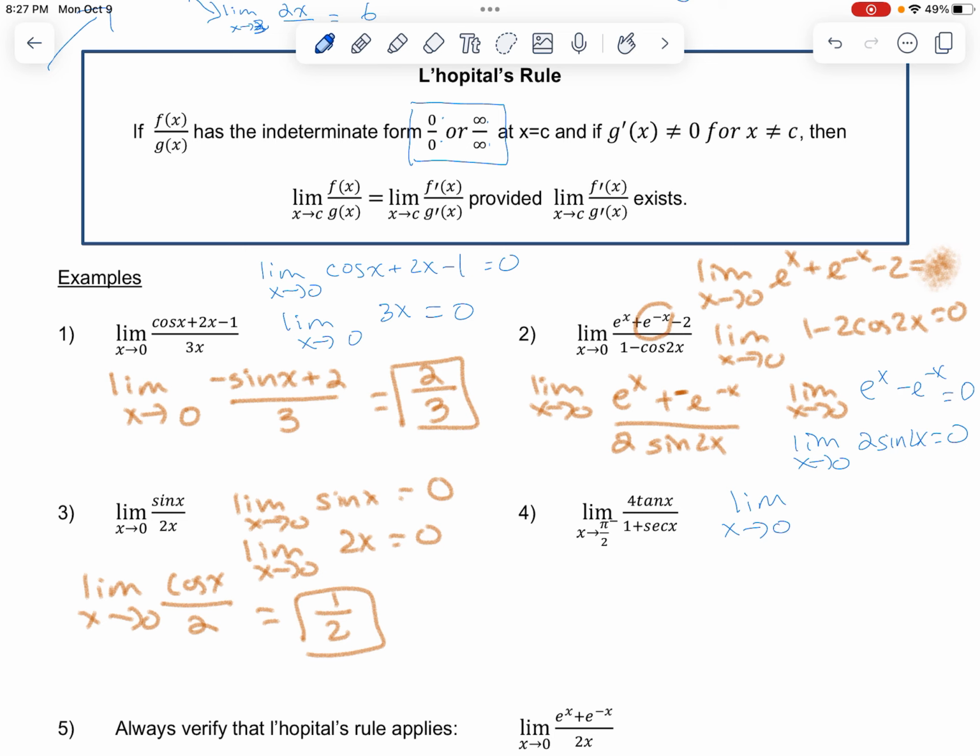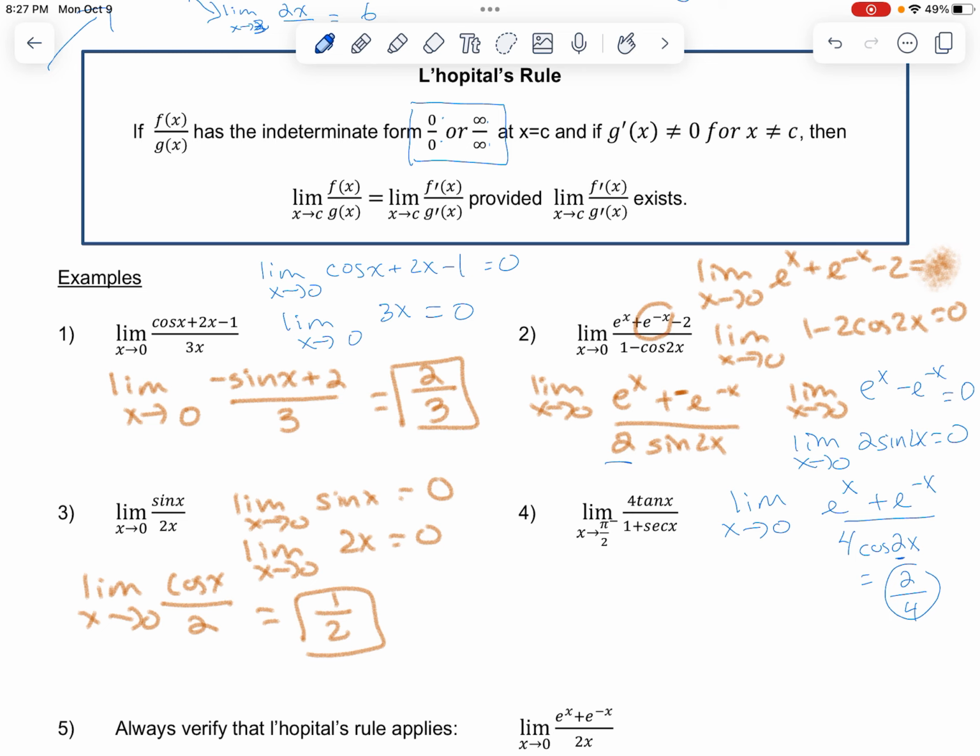The derivative of e to the x minus e to the negative x will give me e to the x plus e to the negative x. Derivative of 2 sine of 2x is going to be cosine of 2x, but then multiply by 2 for the chain rule, so this is really going to become a 4. And now if I plug in 0, I'll get a 2 on the top and a 4 on the bottom. So 2/4, or the same as 1/2.